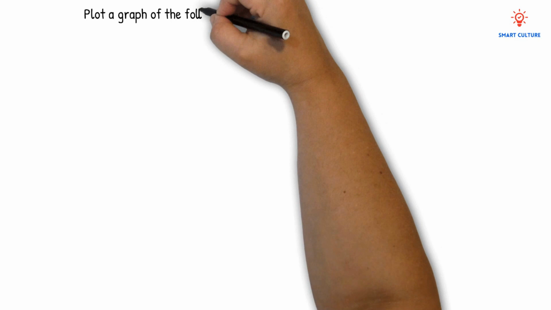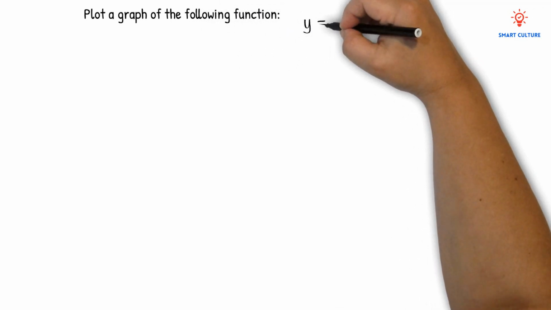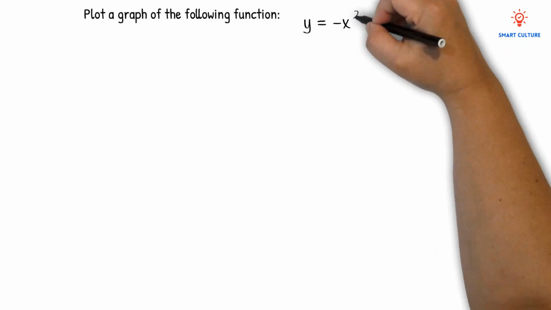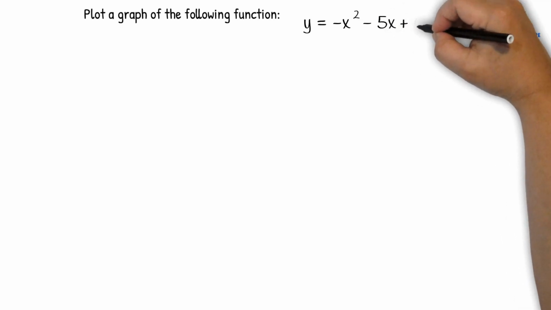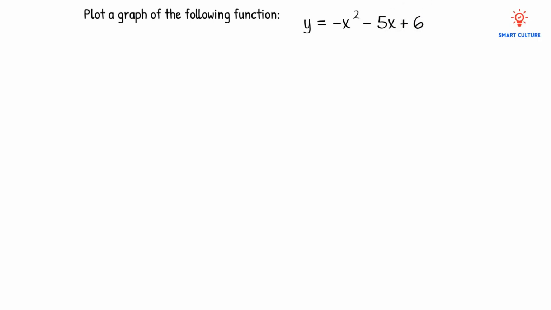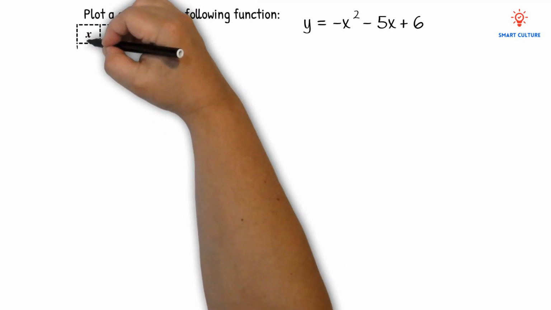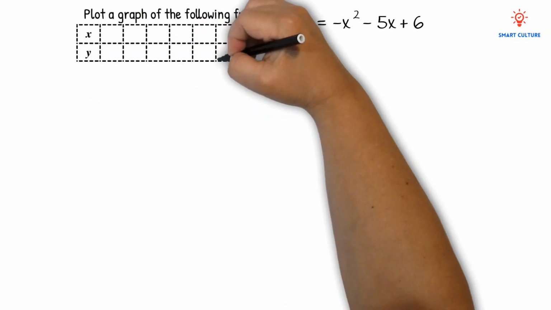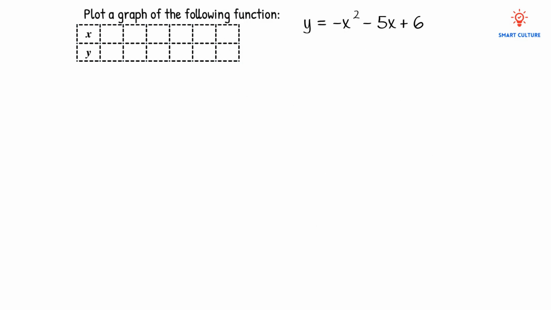Let's take a look at this next example question. Plot a graph of the following function. y is equal to negative x squared minus 5x plus 6. So as you can see in this case, the leading coefficient has a negative value. Remember, negative leading coefficients result in a downward opening parabola. So it will be a sad face if you want to think about it in a simple way.